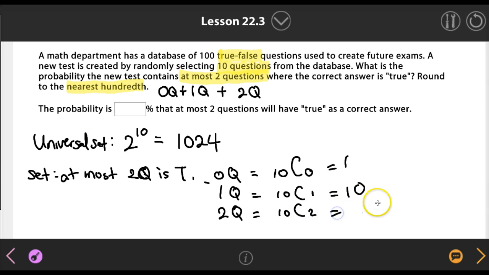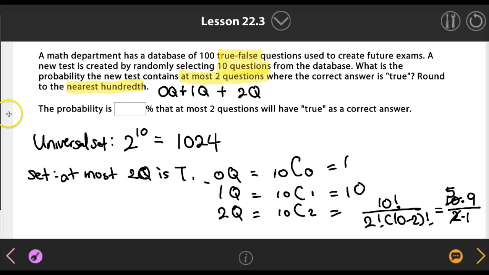Now let's work on this one. 10 factorial over 2 factorial, because that's the number here, and then 10 minus 2 factorial. 10 minus 2 is 8, so I have 10 times 9, because starting from 8 all the way down, they're all canceled out. But I still have the 2 left, 2 times 1. 2 goes into 10 5 times, so 5 times 9 is 45. Since I don't have space, I come all the way down here. We have to add all of these together: 1 plus 10 plus 45 is 56.